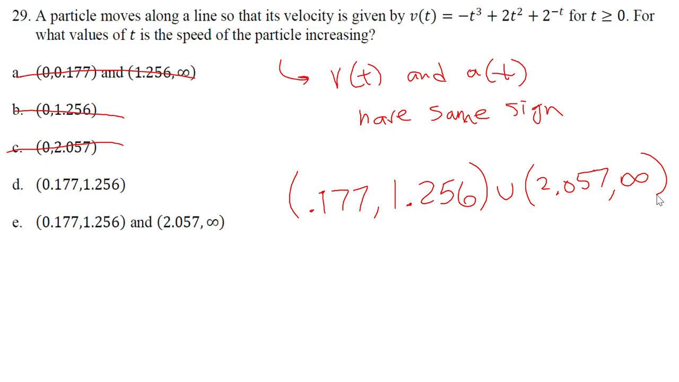And so we'll say union 2.057, and it looked like it was increasing forever, which makes sense because as x goes towards infinity, that's going to just keep getting bigger and bigger. The absolute values of this thing are going to keep getting bigger and bigger, right? Because our velocity is going to keep getting to be a bigger and bigger negative. Okay, so our final answer here is choice E.